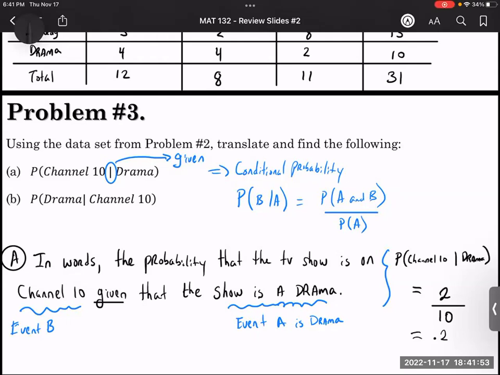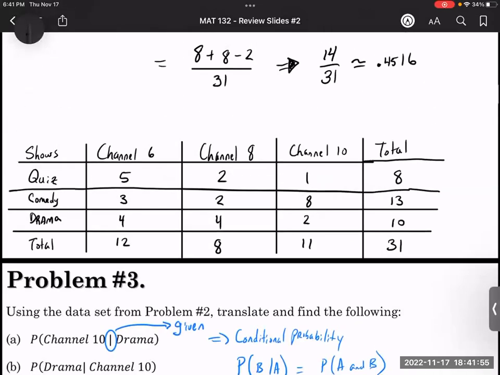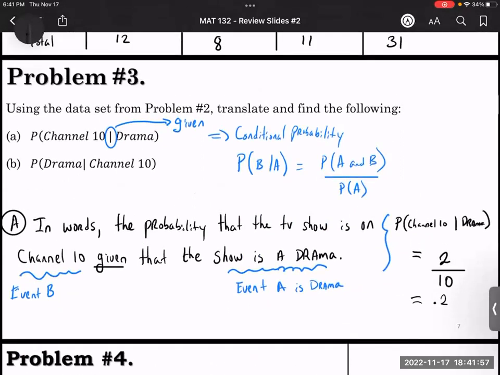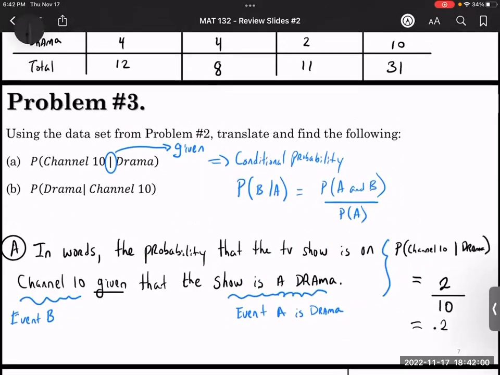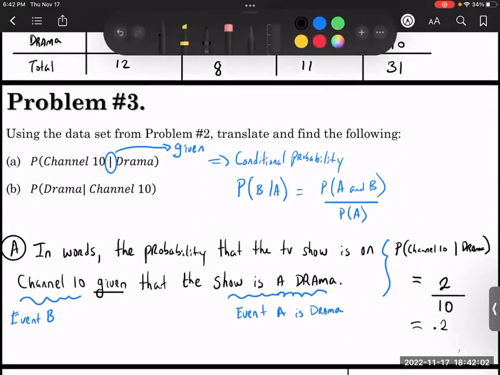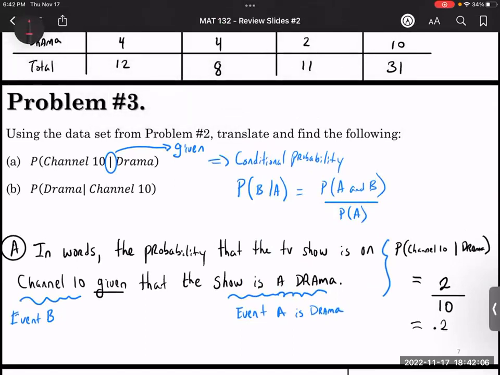Okay, let's look at part B. I ran out of room here. I probably have to change the font just so I can squeeze in part B. All right, so part B now states drama given channel 10. For part B, I'll do it on the top. My apologies, I should have written a little bit smaller.